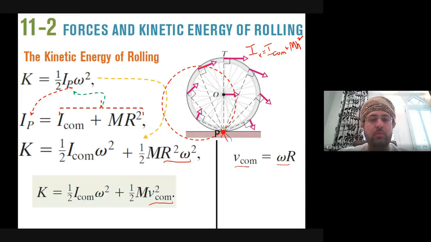And now we have something new, something new, but also something old, if you wish. We have the rotational energy, half I omega squared, and we have the translational energy, which we know from before, half m v squared.